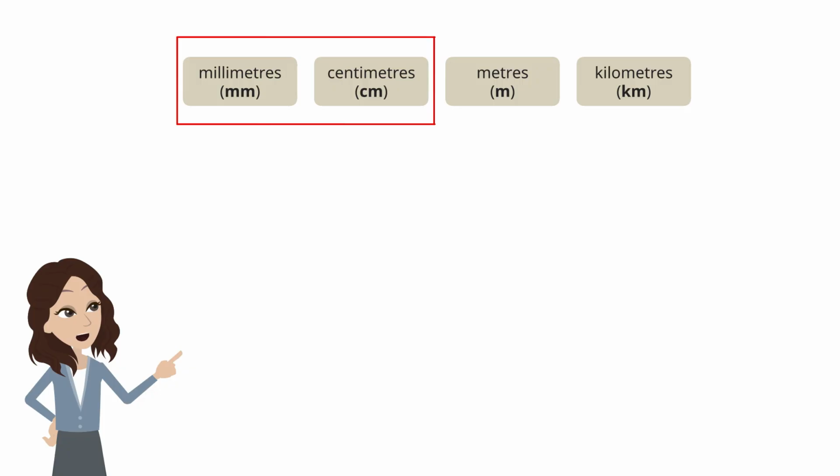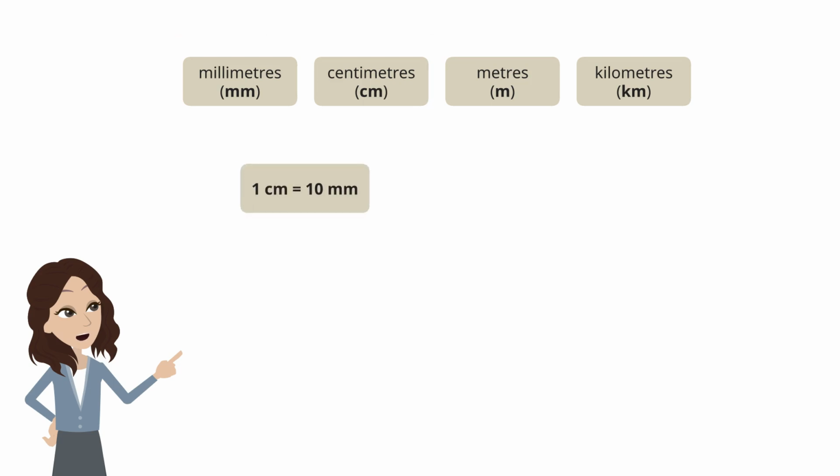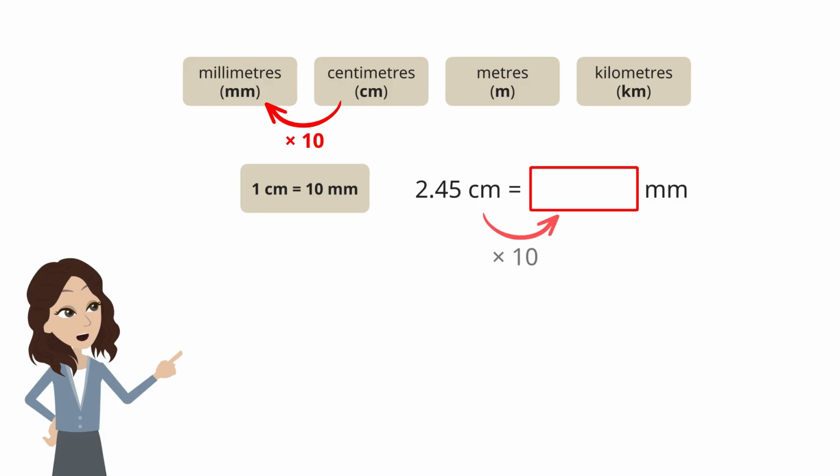Do you remember the relationship between centimeters and millimeters? 1 centimeter is equal to 10 millimeters. What is 2.45 centimeters in millimeters? To convert from centimeters to millimeters, we multiply by 10.